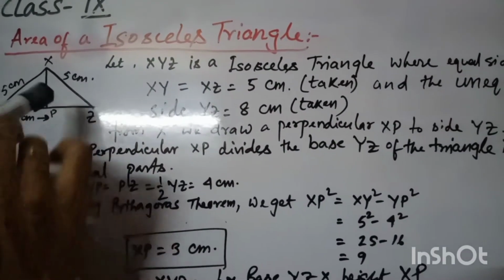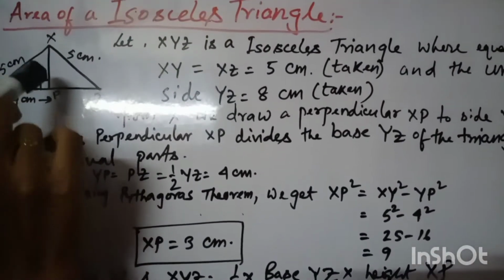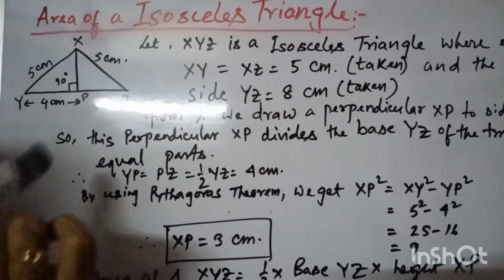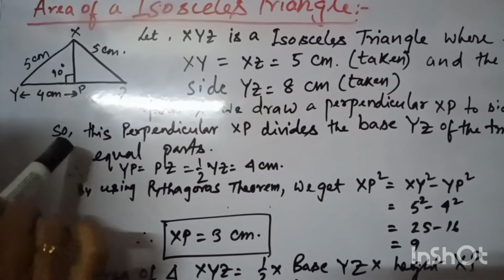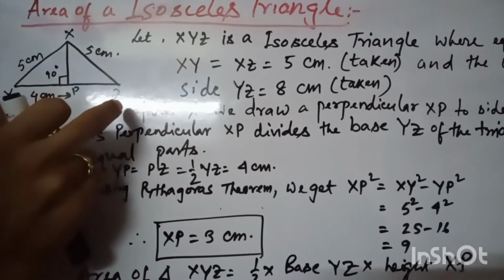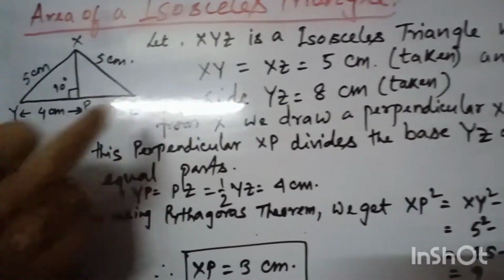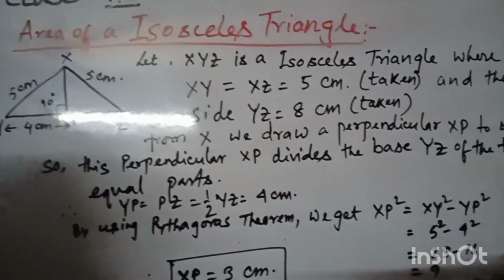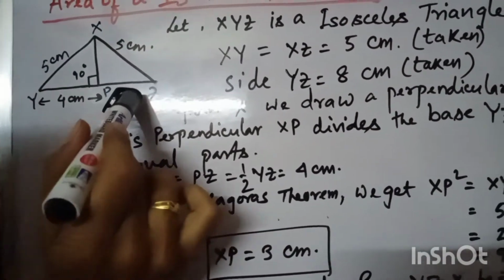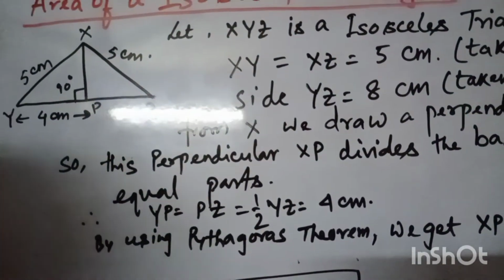First, from X, I draw a perpendicular XP to the side YZ. Here it is shown. So this perpendicular XP divides the base YZ of this triangle into two equal parts, that is 4 centimeter and this is 4 centimeter. PY is 4 centimeter and PZ is also 4 centimeter.